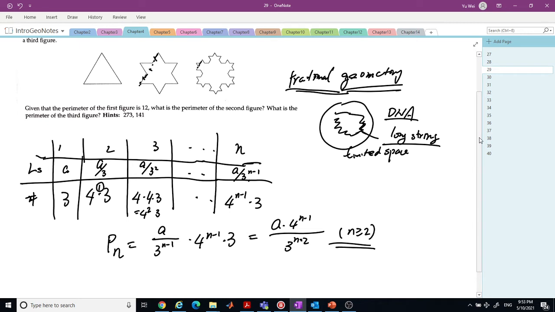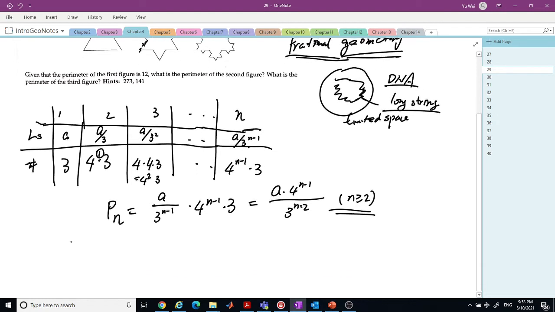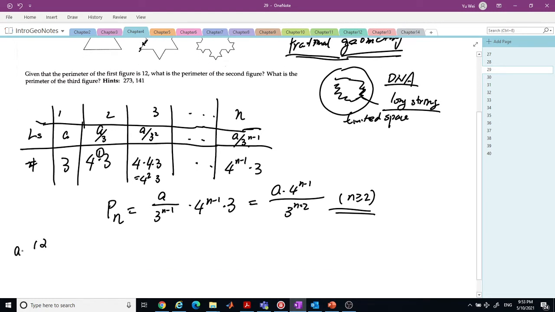Now, let's see what the question asks. If the perimeter of the first figure is 12, then A equals 12 over 3, which is 4, so A equals 4. What is the perimeter of the third figure? So P3 is equal to 4 times 4 squared over 3 to the 1, which is 64 over 3.